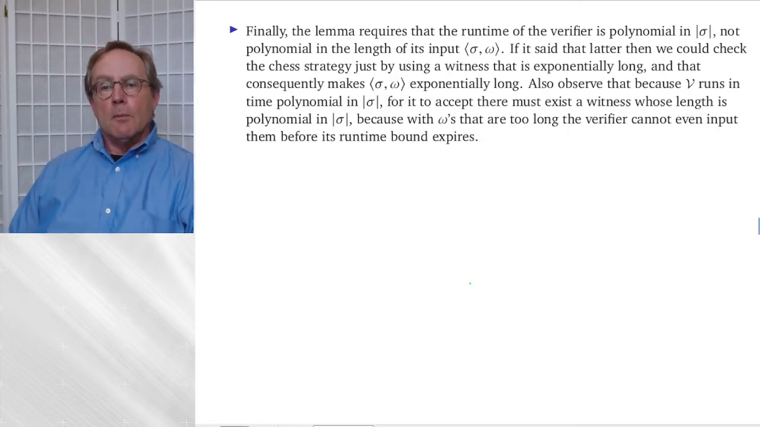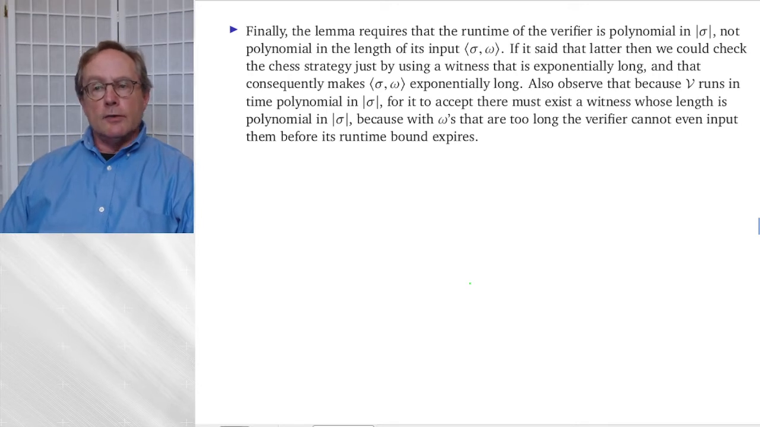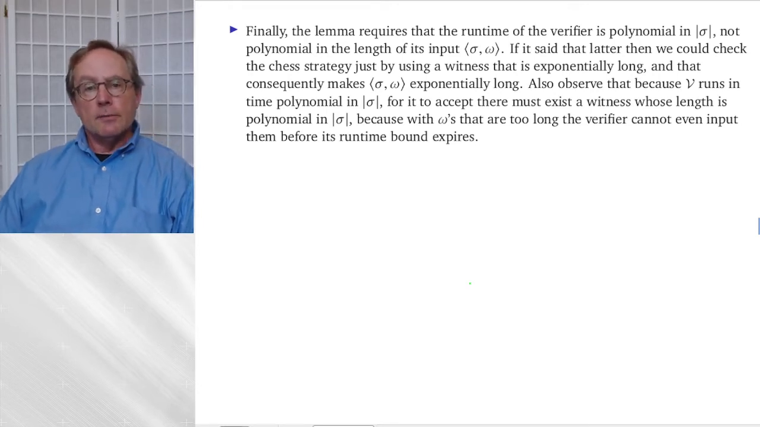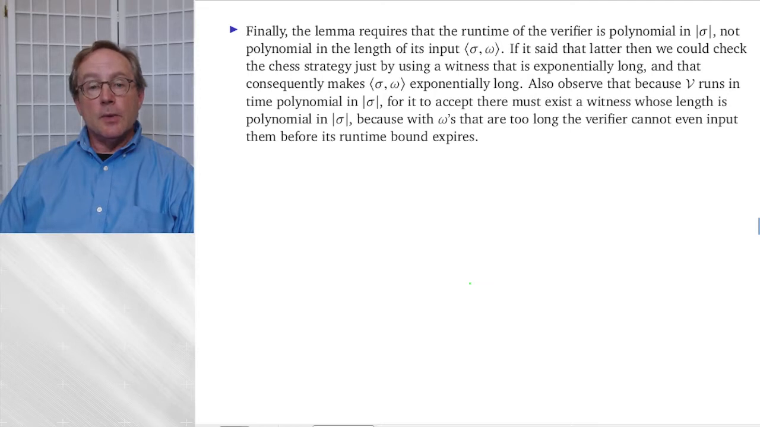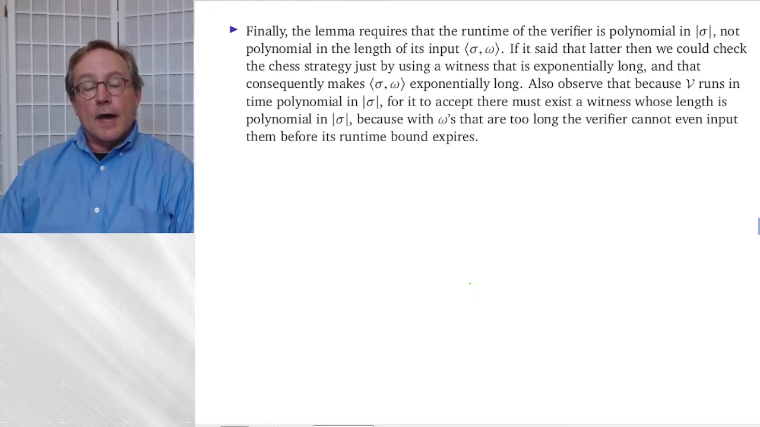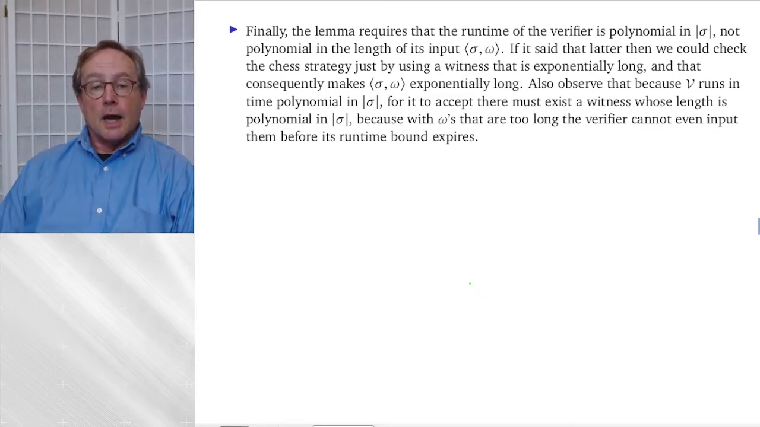Okay, and then finally, a maybe more technical point. The lemma requires that the runtime of the verifier is polynomial in the length of sigma, not polynomial in the length of the verifier's input, which might be your first guess. What's the problem with polynomial in the length of the input? Well, if we said polynomial in the length of the input, then we could, for example, check the chess strategy just by making the witness extremely long, exponentially long. And that would give us exponentially much time to check the strategy. Okay, so we don't want that. We want the answers to be checkable in polytime, as we said on the prior slide.